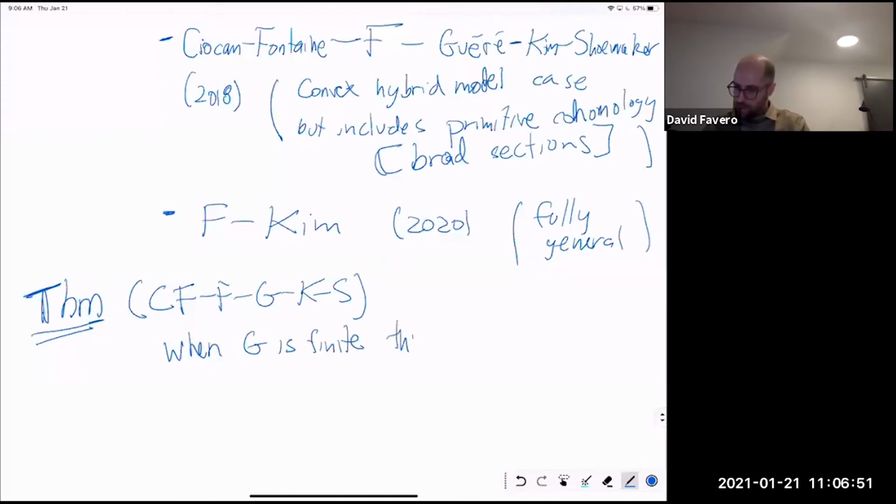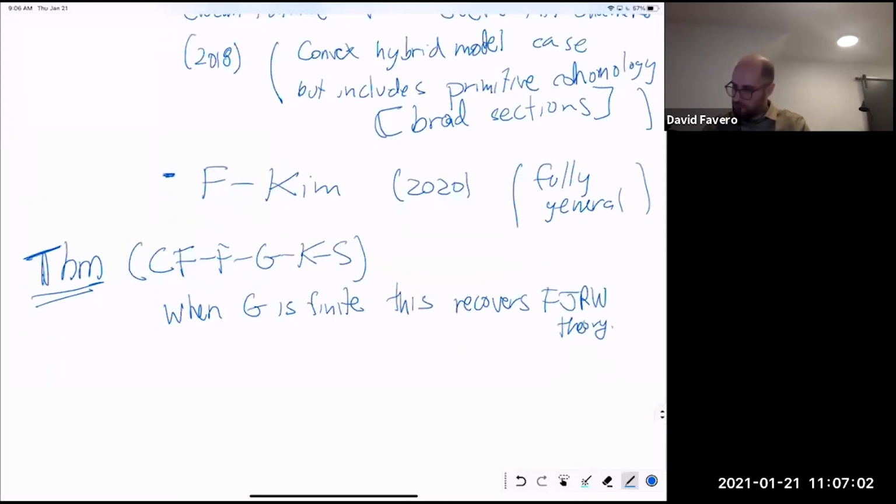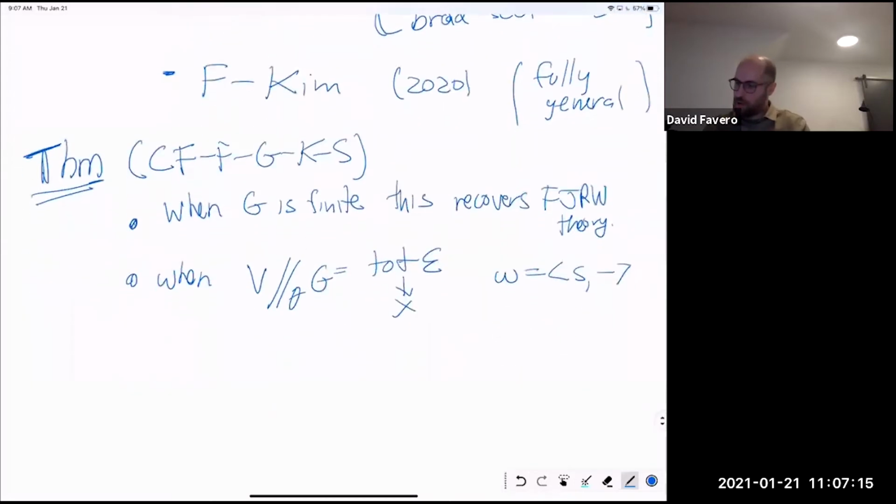And then when V mod theta G equals the total space of E over X, and W is pairing with the section, this recovers Gromov-Witten theory. And you can also let W equal 0 and the GIT quotient be proper and get Gromov-Witten theory. The S is section.